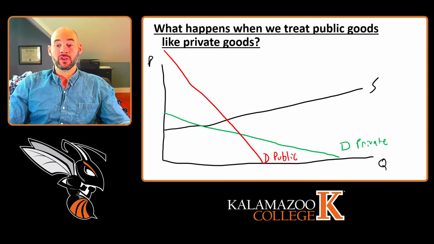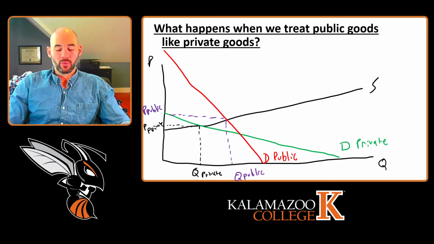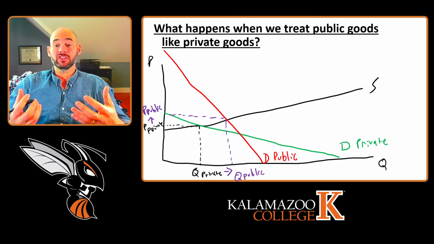So how much of the good would the market allocate if we treat this public good as if it's a private good? If we assume that these demand curves are for the same product, just one of which treats it like a public good, one treats it like a private good, then the Q private would be here, and it would be sold for P private. We could then look at the intersection of the public good demand curve with the supply curve and note that Q public and P public are going to be both greater than the equilibrium price and equilibrium quantity for private goods, or this good if it were treated as a private good.